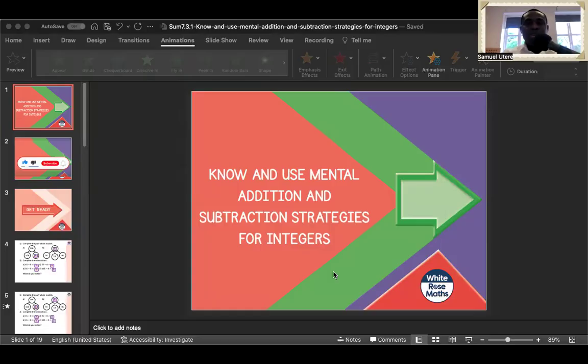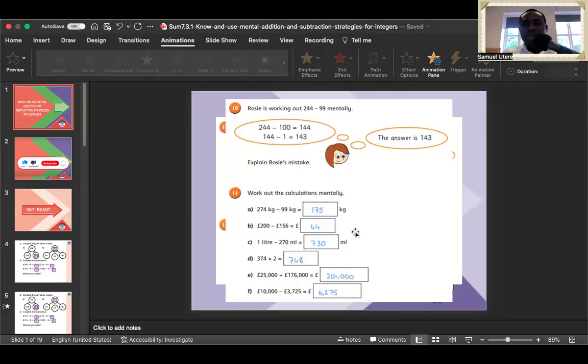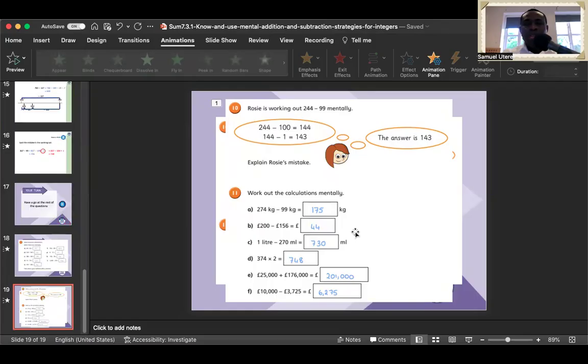And that brings us to the end of our lesson. So in this lesson, you have learned to use mental addition and subtraction strategies to do subtraction and addition for integers.